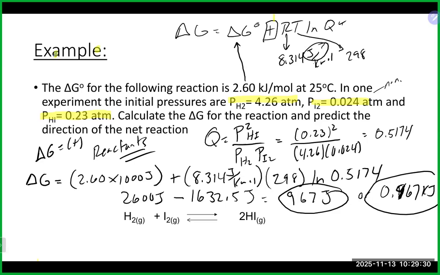Not necessarily. You could, depending on. So this also allows you, for example, to play with perhaps pressures or concentrations and perhaps turn it into a spontaneous reaction. So it just depends on the reaction and the conditions. So not necessarily that you always end up with a positive one.